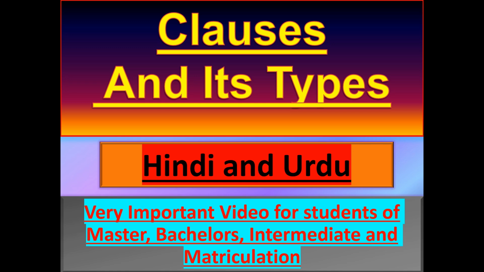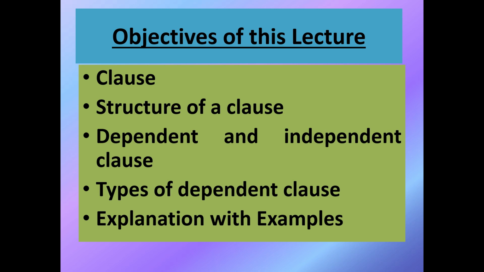Okay, let us move toward the objectives of this lecture. In this lecture, we are going to talk about what is a clause and how it is different from a phrase, and what is the structure of a clause. We are going to look at the structure of a clause grammatically, then what are its two basic types, dependent and independent clause, or you can say principal and subordinate clause. Then we have further subdivided dependent clause into its types. We are going to explain all these types with examples.